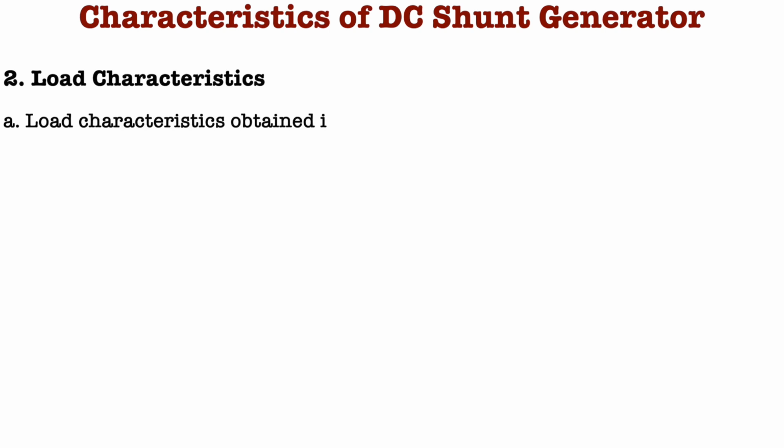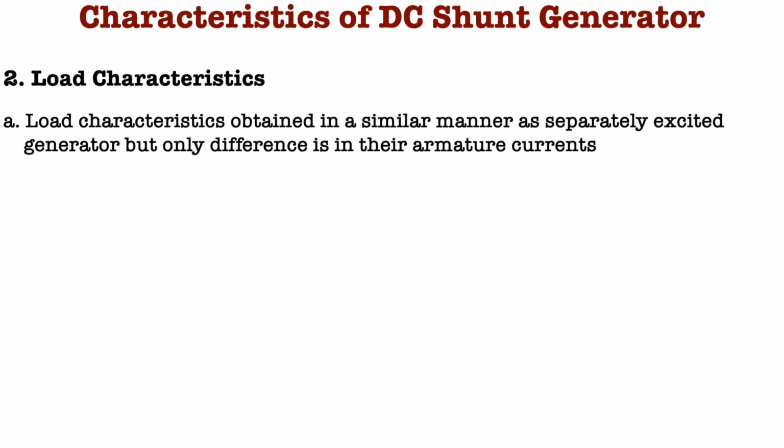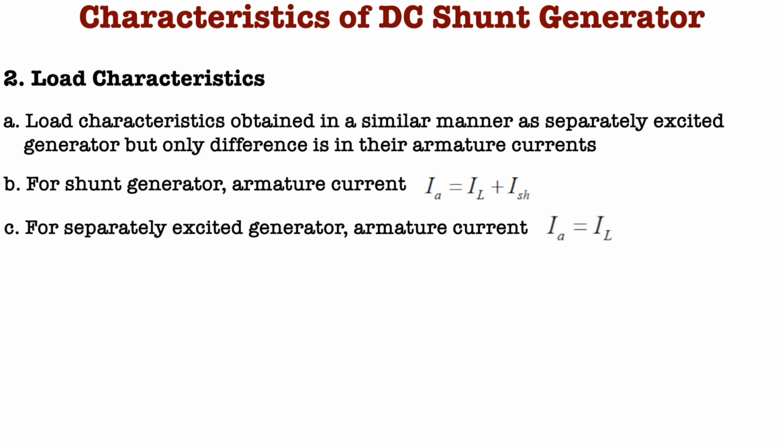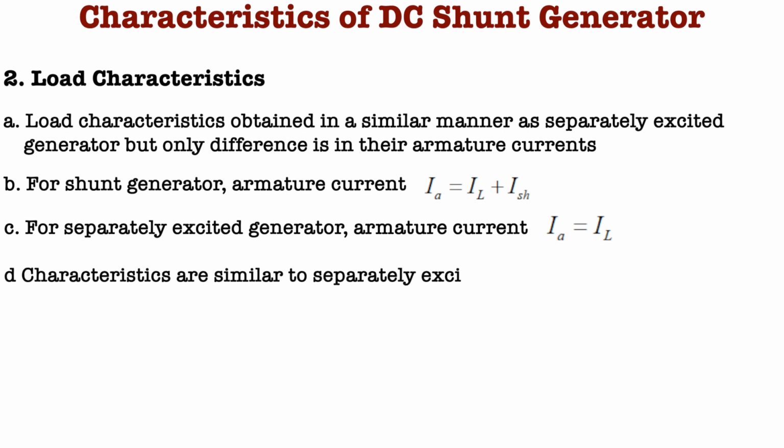The load characteristics can be obtained in a similar manner as the separately excited generator, but the only difference is in their armature currents. For a shunt generator, armature current is given by the sum of load current and shunt field current, whereas for a separately excited generator, armature current is the same as load current. These characteristics are similar to the separately excited generator.